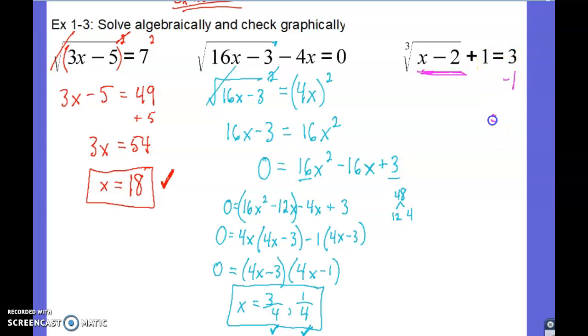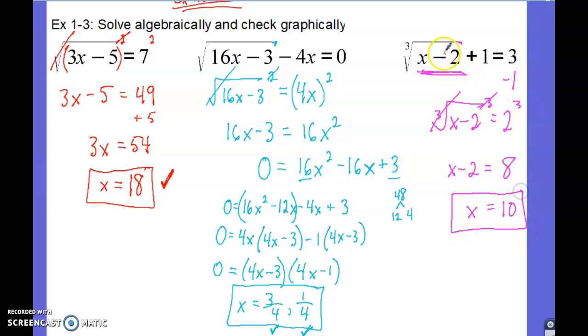So subtract 1 over to isolate the radical. So we're looking at 2. This time, to undo the cube root, we cube both sides. So x minus 2, because those two pieces cancel, must equal 8. And then add 2 over to get x equals 10. So as I look at this, 10 minus 2 is 8. The cube root of 8 is 2, plus 1 is 3. So this answer does work.